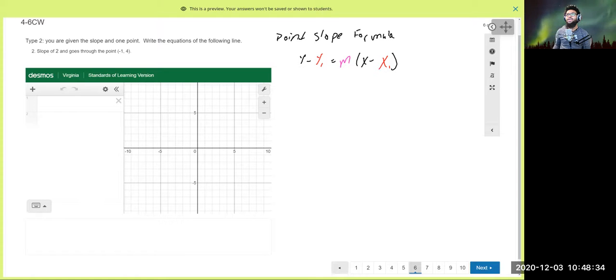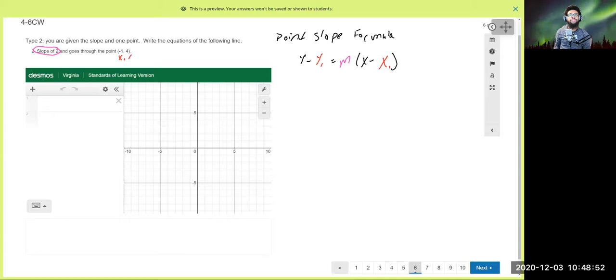Now that we have our equation written, I'm going to label the information that's given. It tells me that my slope is 2. So I'm going to circle it, slope of 2, in the color that it's written. And I'm going to label the points that it's giving me. It's giving me (-1, 4). My -1 is going to be my x1.